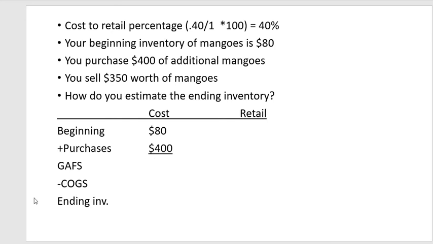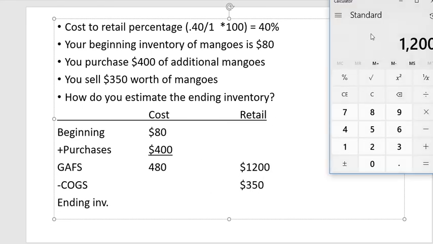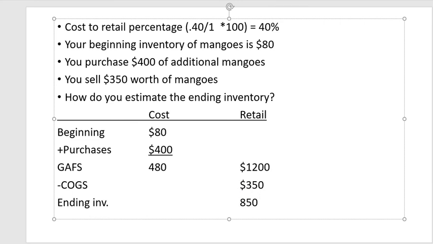Okay, moving on. Let me start typing so it's a little bit better. Sorry about that. 480, 1,200. What I'm trying to find is my ending inventory. We know that we sold $350 worth of mangoes. If we had sold everything, it would have been $1,200, but we sold $350 worth. The amount we could still sell at retail is $1,200 minus $350. If we sold everything we had left, we had $850 of mangoes left at retail price.